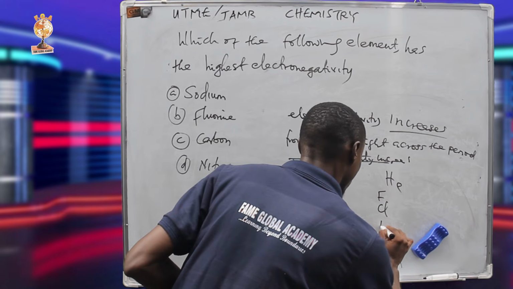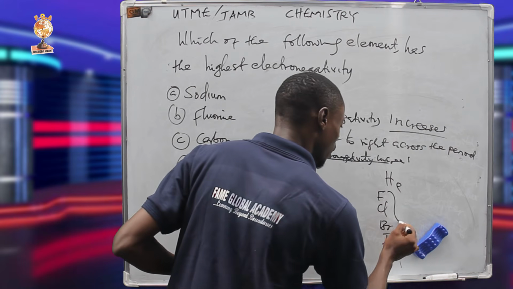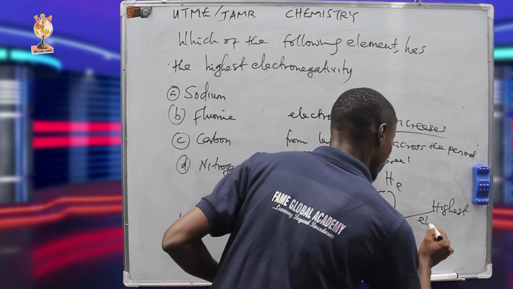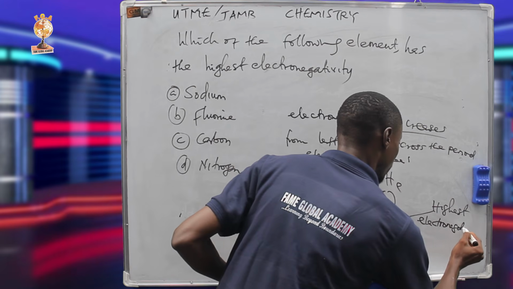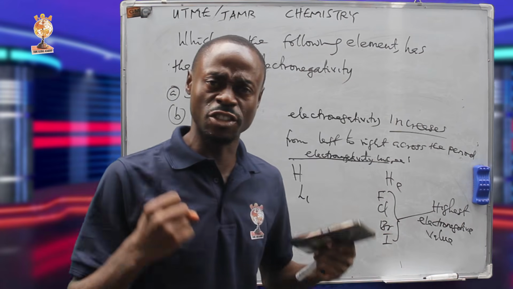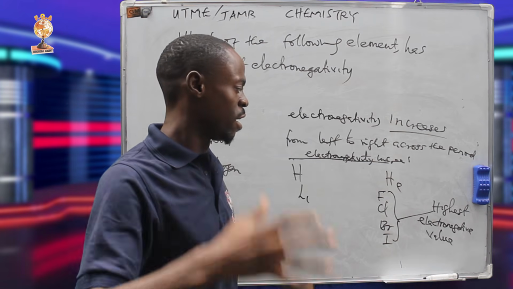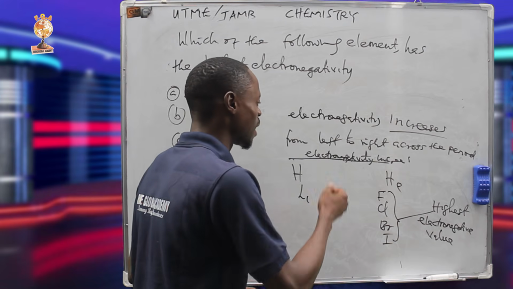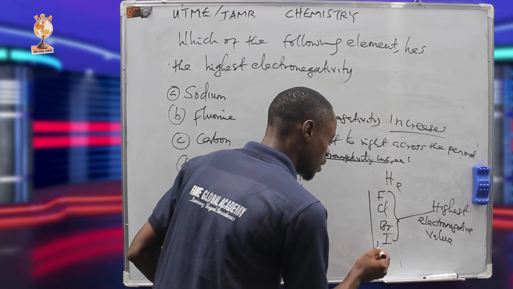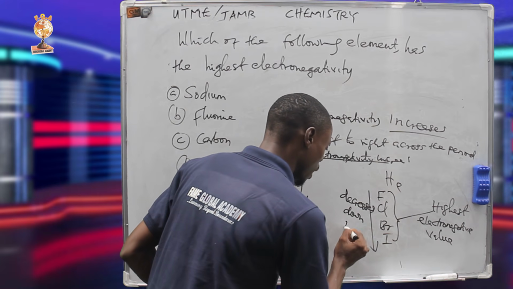And of course, group 7 elements like fluorine have the highest electronegative value. That is, they have the highest tendency to accept electrons from other elements to attain stability. We have said that electronegativity increases from left to right across the period. Electronegativity decreases down the group.